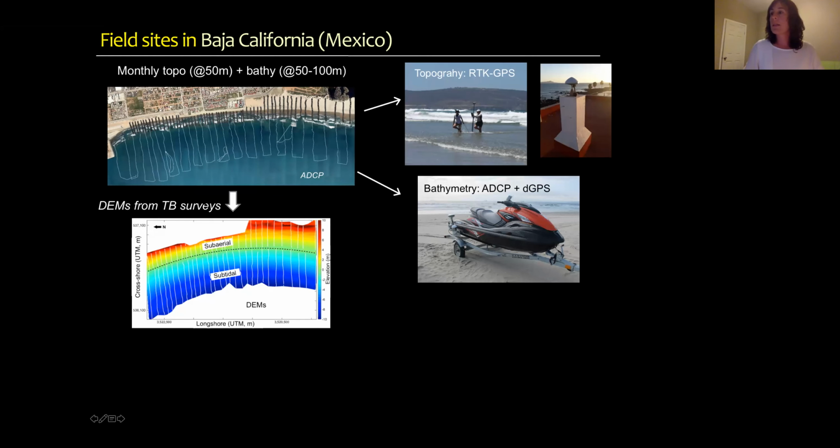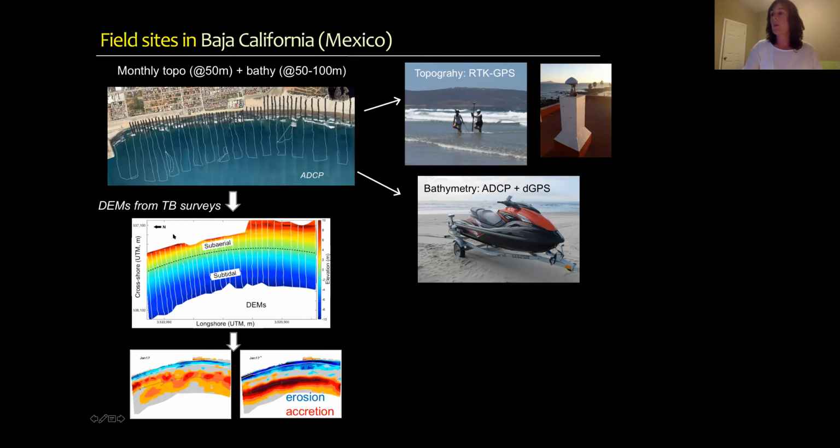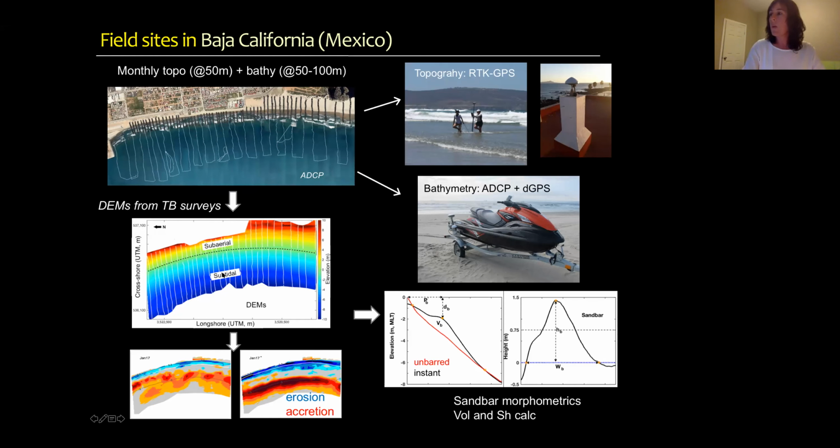So we interpolate this data, we get DEMs, and then we look at differences to figure out whether we are getting erosion or accretion in either sites in the subaerial or subtidal beach. We can also, from the raw beach profiles, extract the sandbars and look at the sandbar morphometrics and calculate volumes and shorelines and so on.